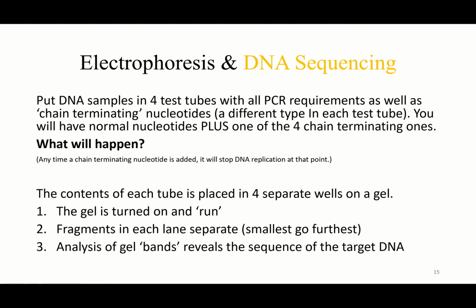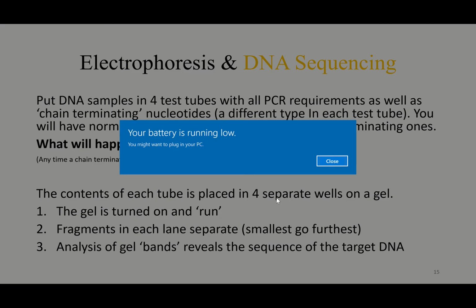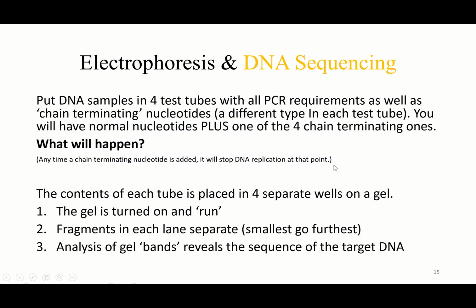Electrophoresis. You put the DNA samples in 4 test tubes with all the PCR requirements, as well as chain terminating nucleotides. You will have normal nucleotides plus one of the 4 chain terminating ones. What will happen? Well, the contents of each tube are placed in 4 separate wells on a gel. The gel is turned on and run. Fragments in each lane separate. The smallest go further. I've got to speed up. Analysis of gel bands reveals the sequence of the target DNA.